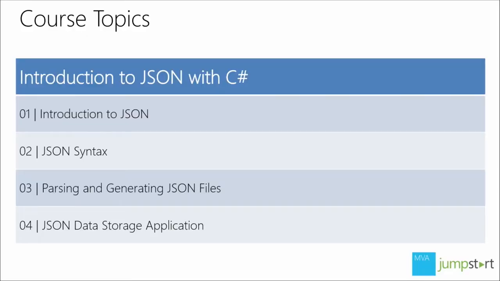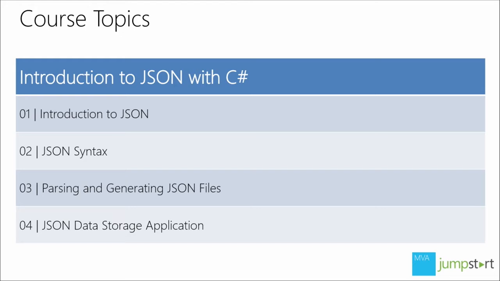So, Benjamin, what are we going to be talking about in this course? OK, so in this course, we have 4 main modules. The first is an introduction to JSON: what is JSON, and why you should use it. The next module will be an overview of the syntax and structure of JSON. The next one will be how to parse and generate a JSON file. And lastly, we'll be making an application which uses a JSON file as data storage.